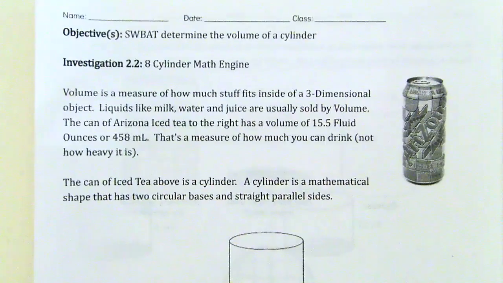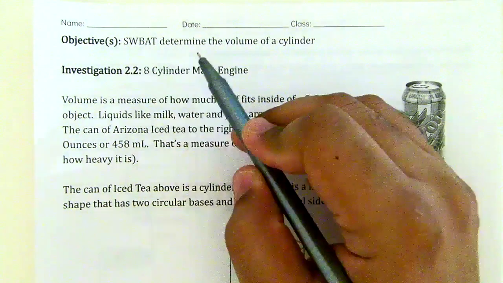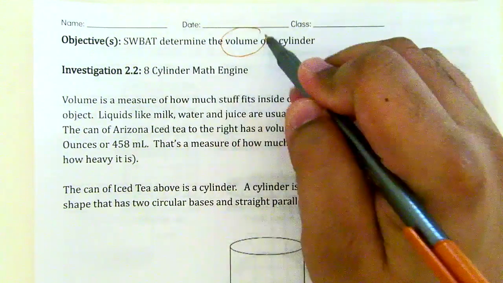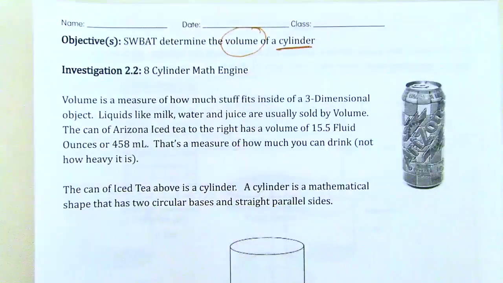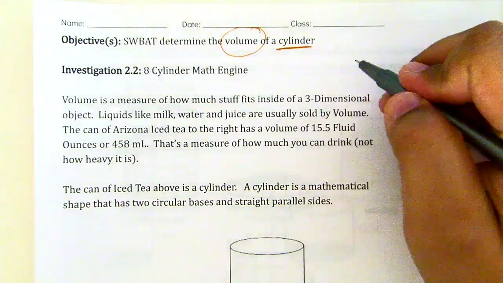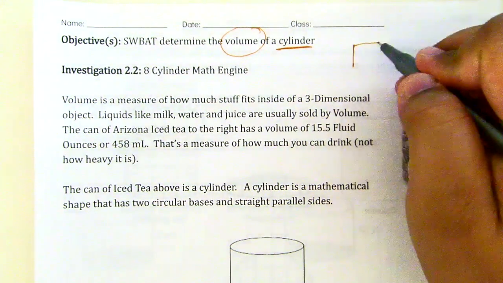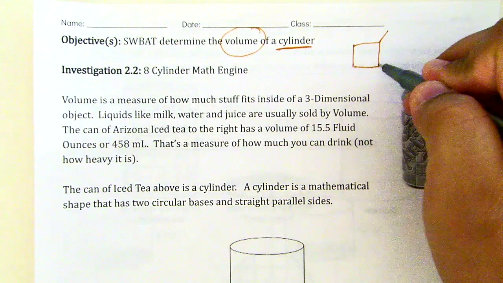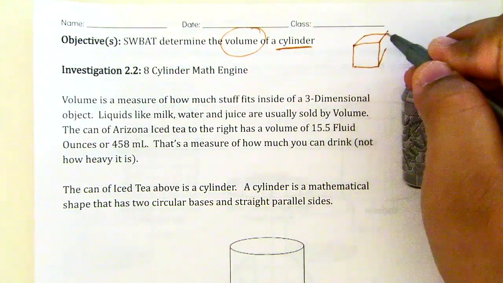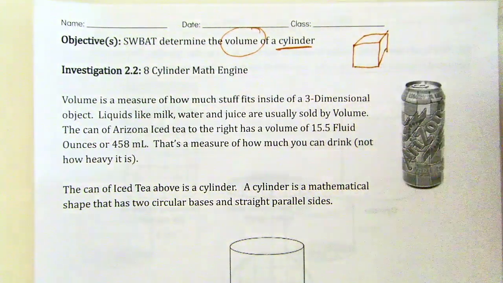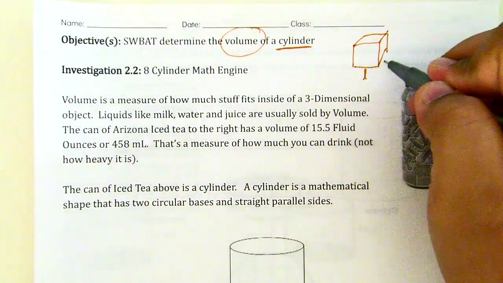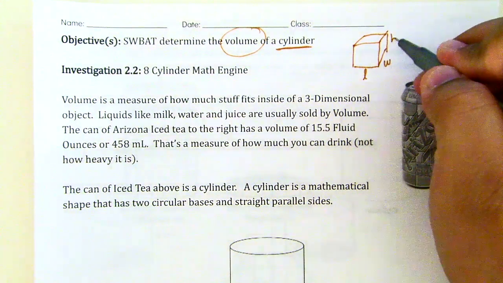Our objective for today is that students will be able to determine the volume of a cylinder. So yesterday we were looking at the volume of rectangular prisms. That's just a fancy word for something that looks like a rectangle, right? So we got a box. We said, okay, the way we find the volume is we're going to take the length, multiply that by the width, multiply that by the height.